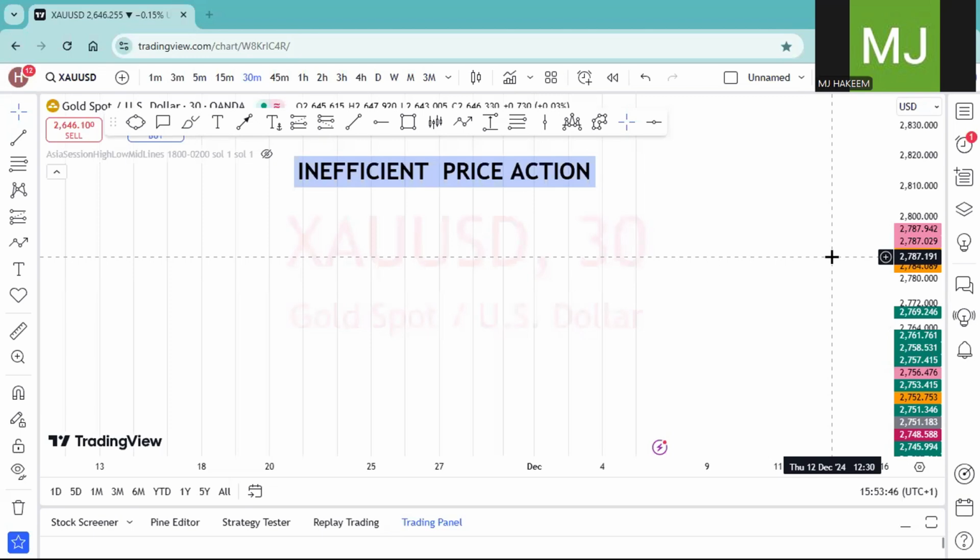Do you know that knowing how to actually identify inefficient price action in the market and how to trade them can increase your win rate up to like 80 to 90%?